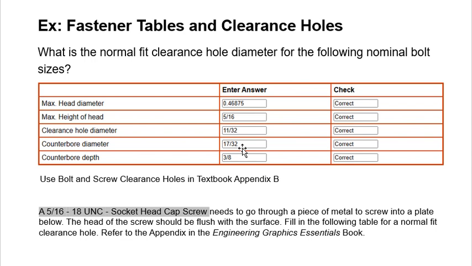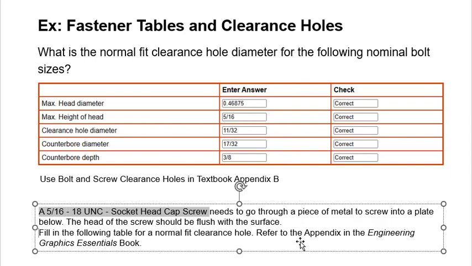You're going to get 17 by 32. Go to the counterbore table and get the depth. You're going to get 3 by 8. Put everything all together, and you get all correct. That's just reading the table anyway. It will take some time for you to read it, so don't go fast like I do.